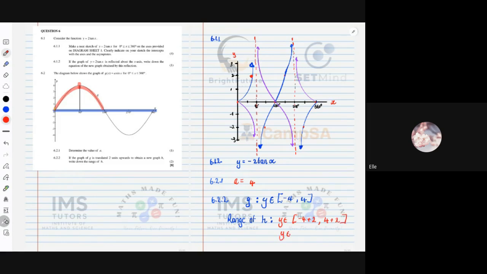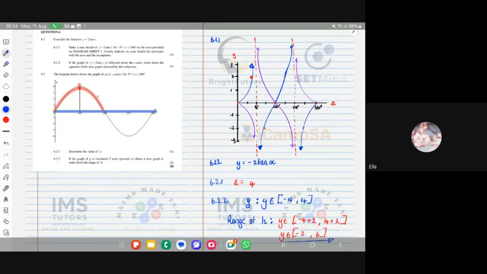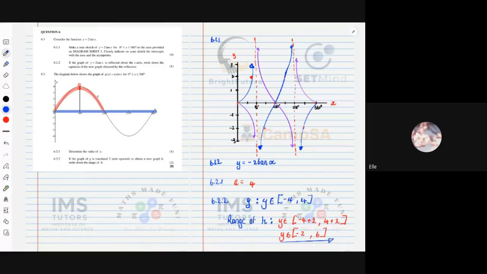Therefore, y is an element of what? -4 plus 2 is what? -2. And then 4 plus 2 is 6. That is the range of this new graph we are being asked about, the graph of h. That's your range, guys. So this is 8 marks. This is how you get your 8 marks.